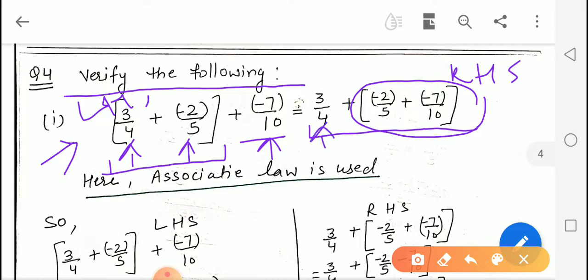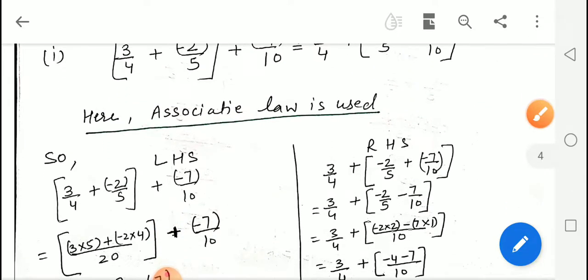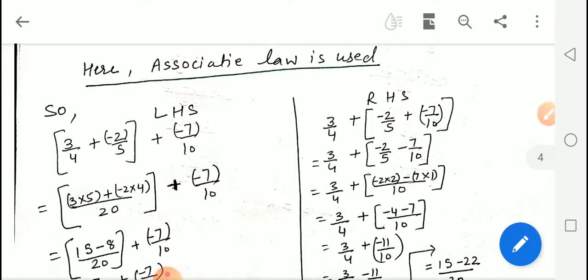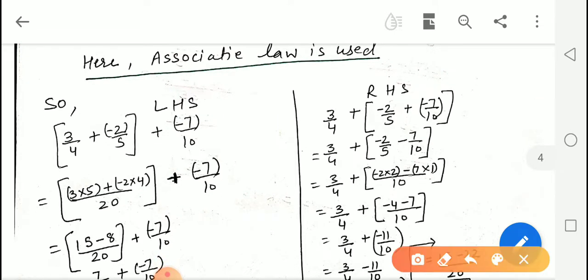Now this is the first rational number like this, and on the right hand side the second and third numbers are grouped in one bracket. So this is the associative law. Here associative law is used, in which the grouping is changed. In this question also we will solve left hand side and right hand side separately and see whether they are equal or not. See the left hand side.